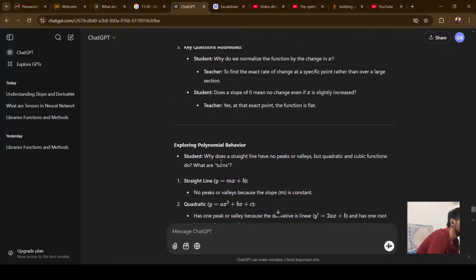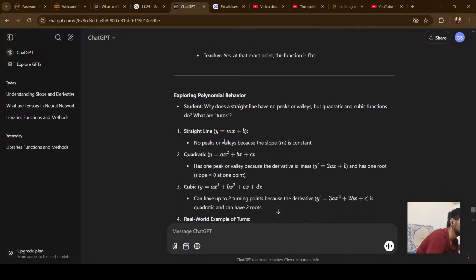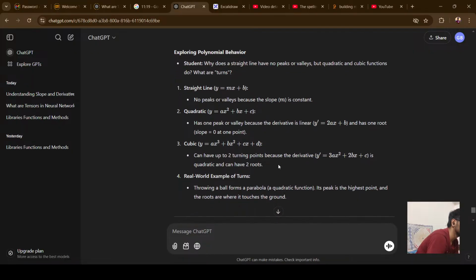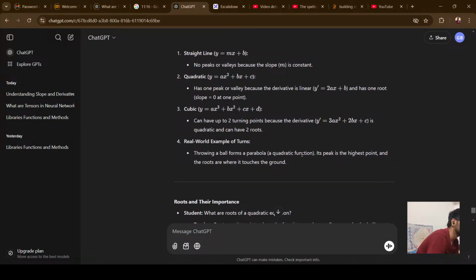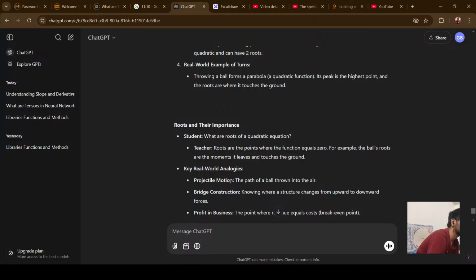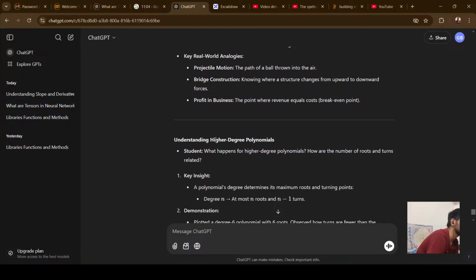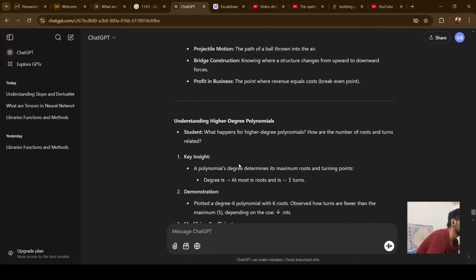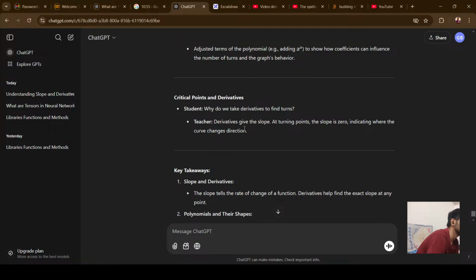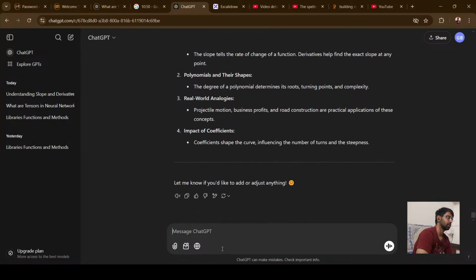Exploring point. Why does a straight line have no peak? Both quadratic equations have turns. What are turns? Still no peak. Why? A quadratic has one peak. Cubic can have up to two because of the derivative. Throwing a ball follows a parabola, it peaks at the top, and the path of the ball is used in bridge construction. Critical points. Why do we find derivatives, which give the slope at turning points? Three takeaways.